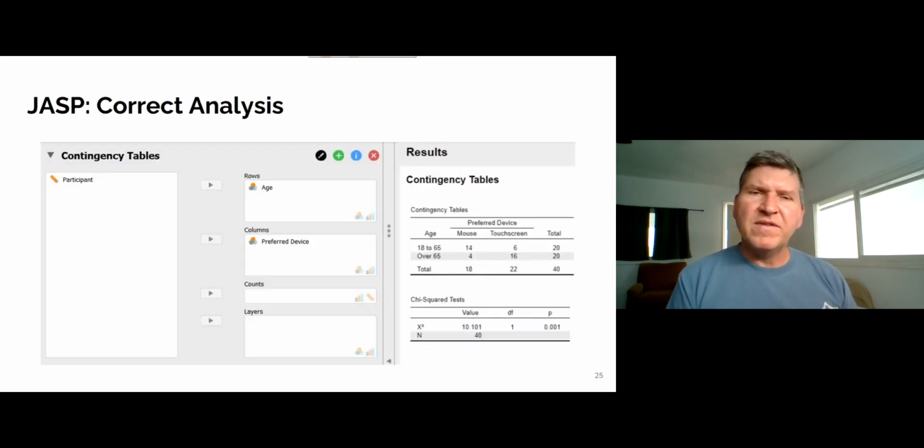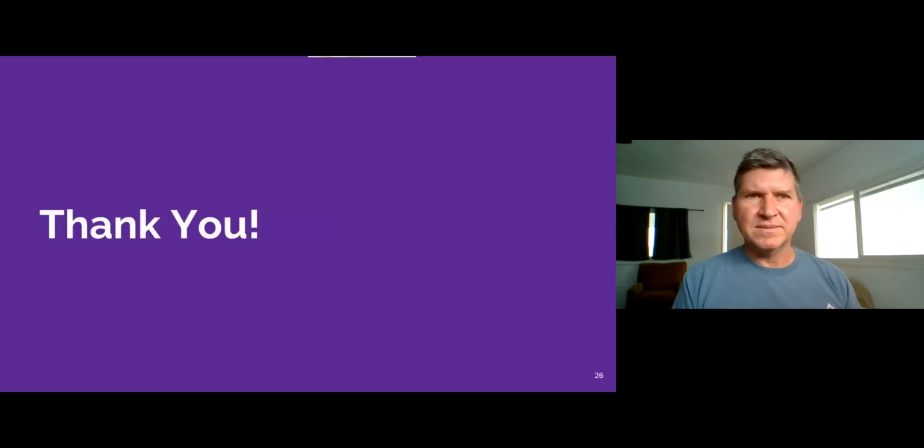And so when we feed it that information, we would get a contingency table as you see on the right. Notice we have participant, and then the rows would be age, the columns would be preferred device, and you can see here it's generating a contingency table much like we would expect. You can see the chi-squared test, the value is 10.101, degrees of freedom is 1, and the p-value is pretty small. Notice that the degrees of freedom does not depend on the sample size, but on the number of rows and columns for this test of independence.